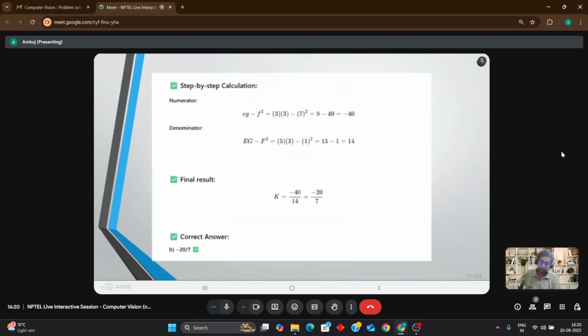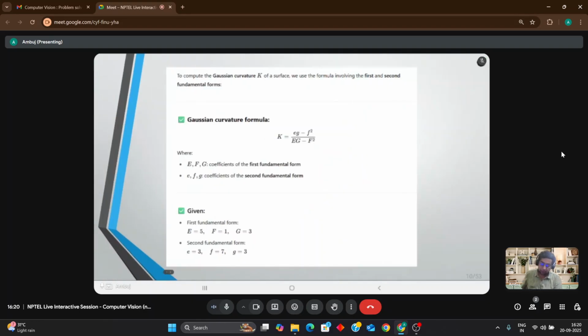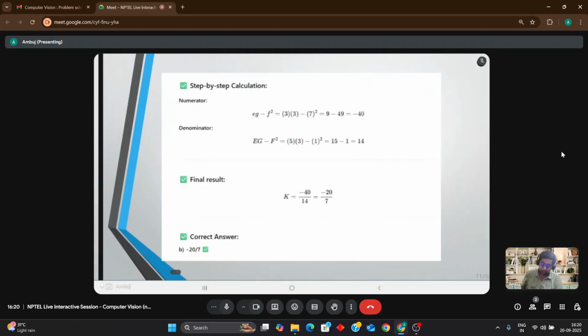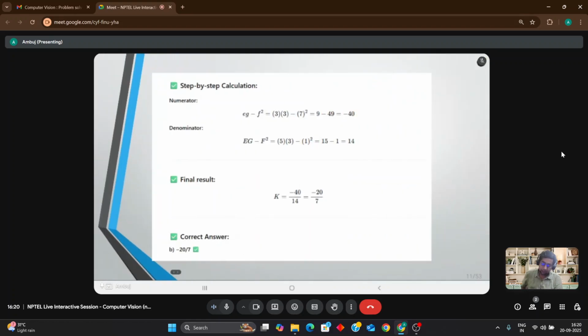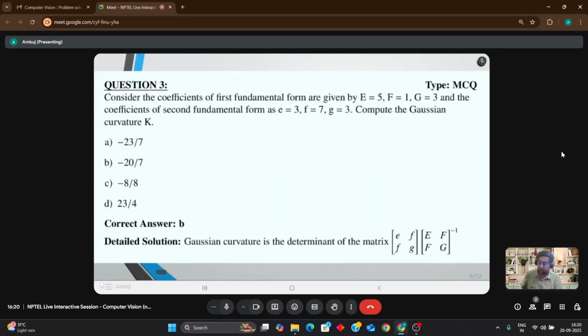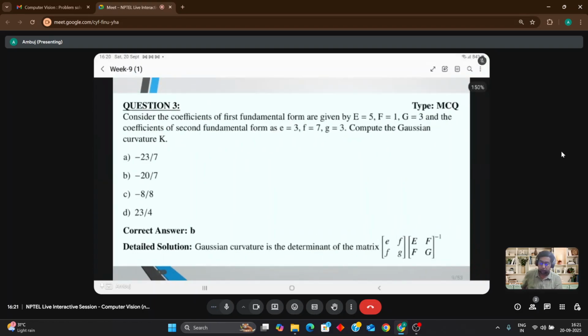Capital EG minus capital F square is 5 into 3 minus 1 square. That is 15 minus 1, that is 14. What is the final result? Final result is capital K, which is nothing but minus 40 divided by 14. This is nothing but minus 20 by 7 on simplification. So that would be our option number B.